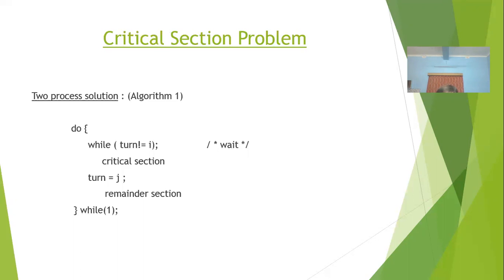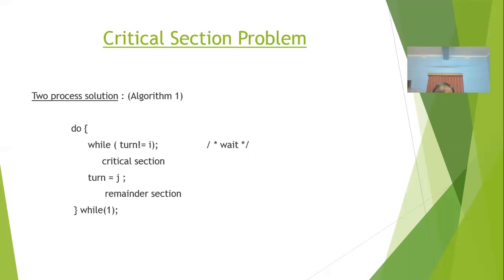In this particular algorithm, the approach we take is that the processes share a common integer variable called turn. It is initialized either to 0 or 1. So if turn equals i, then process Pi will be allowed to execute in its critical section. The structure is a do-while loop: do while turn not equal to i. That means if the turn is not equal to i, then you have to wait. Otherwise, let the process Pi enter into its critical section.